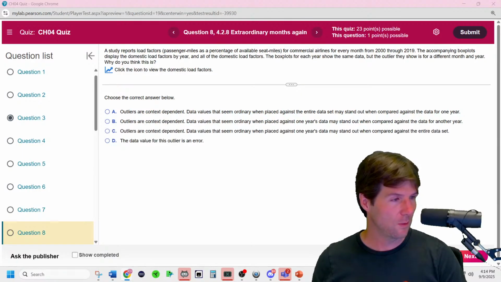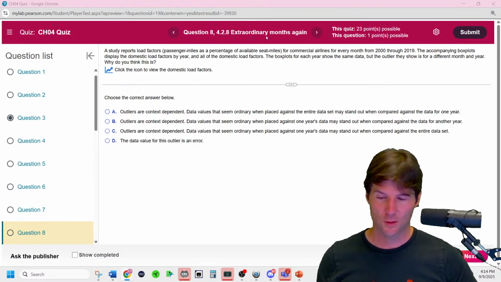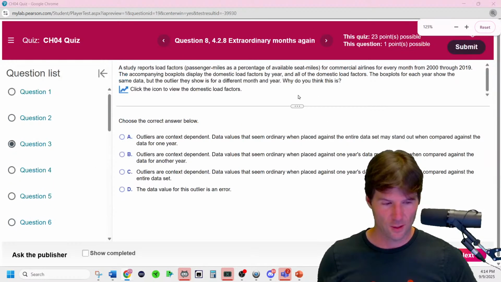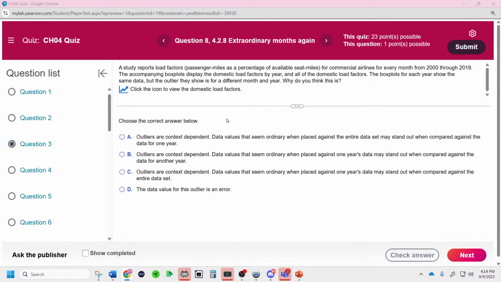A study reports load factors. And with this, the accompanying box plot displays the domestic load factor by year and all the domestic load factors. The box plots for each year show the same data, but the outliers they show in each month is different. Why do you think this is?